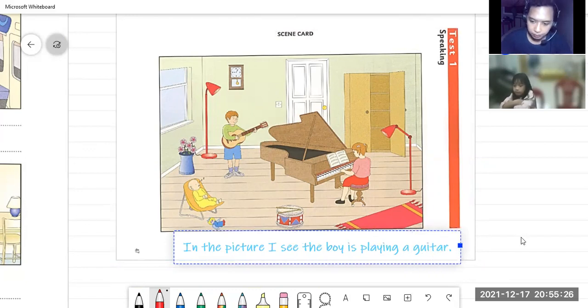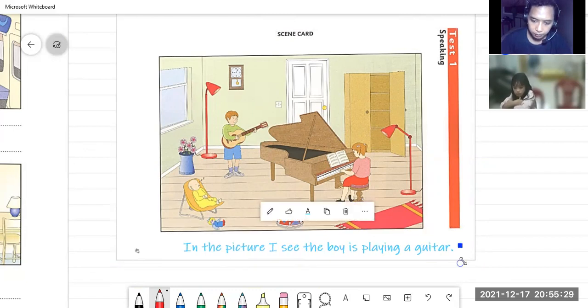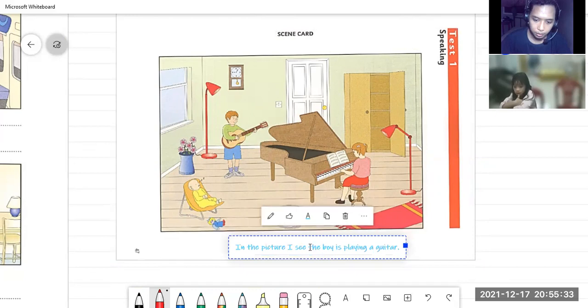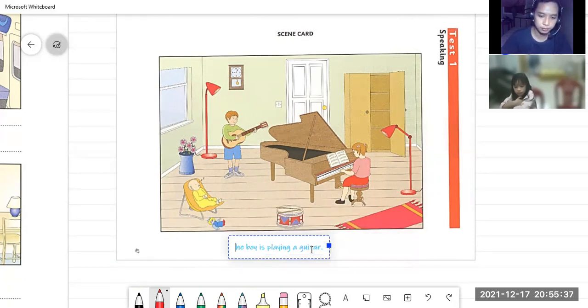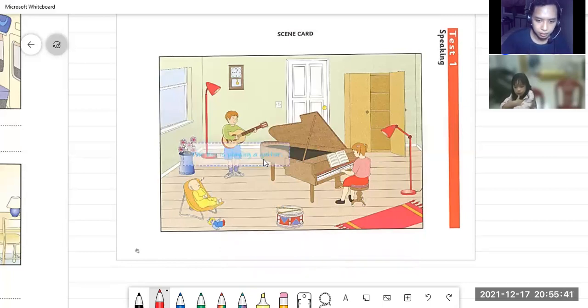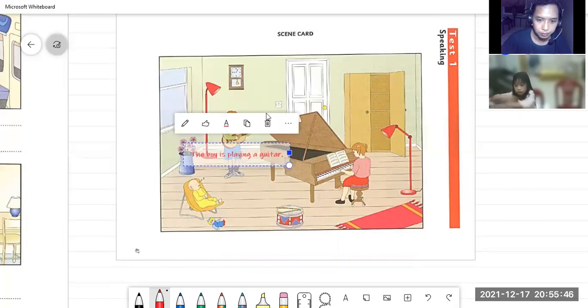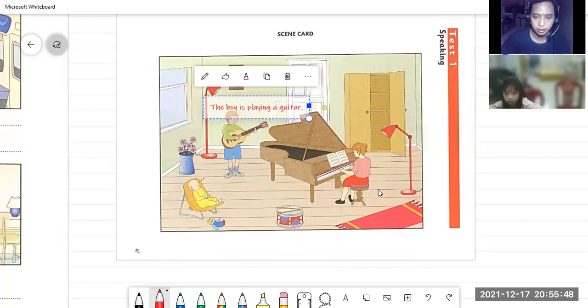Okay, can you read? Okay, the boy is playing the guitar. Can you say this? The boy is playing a guitar. Okay, what else can you see?